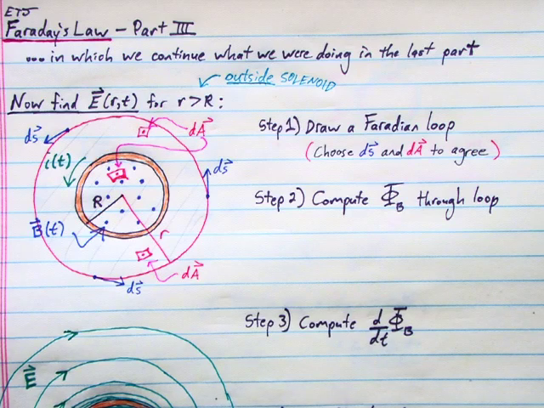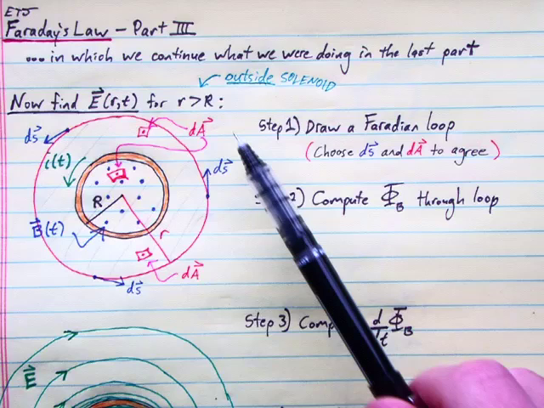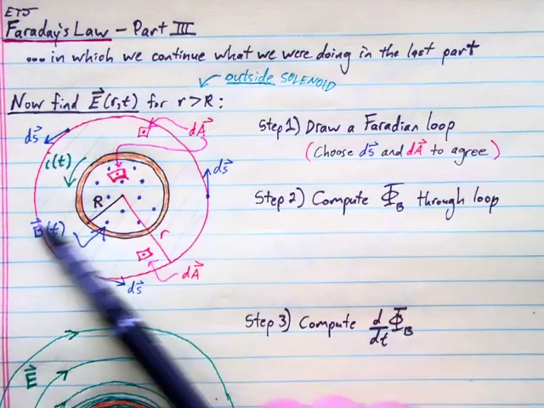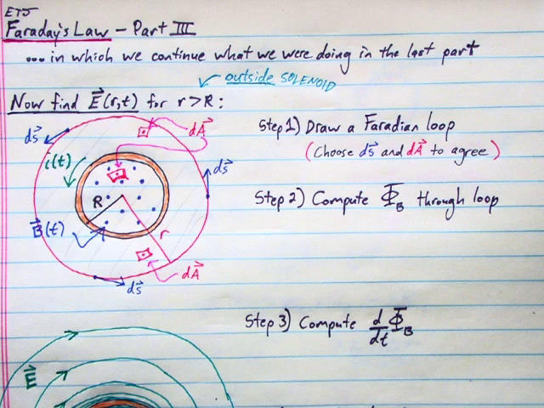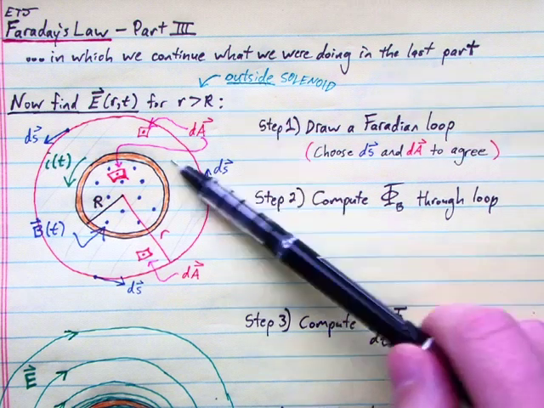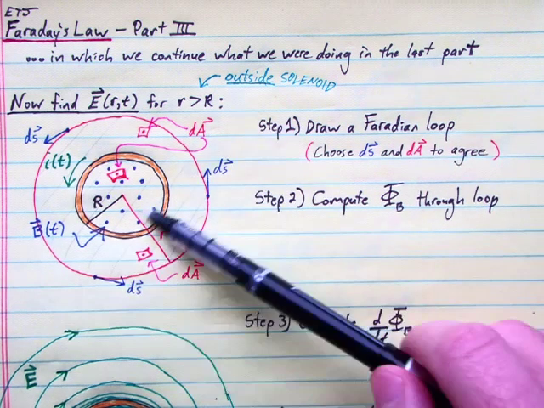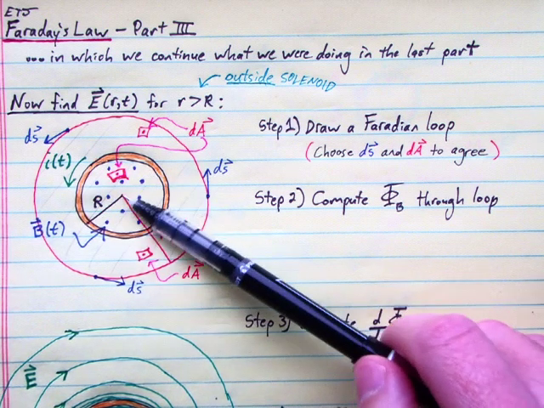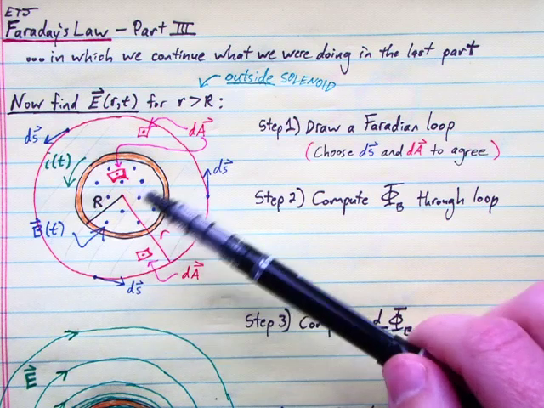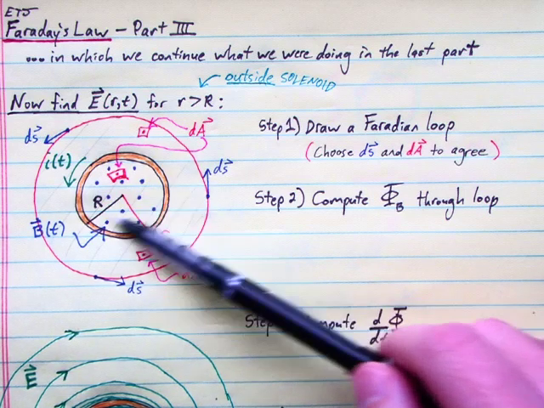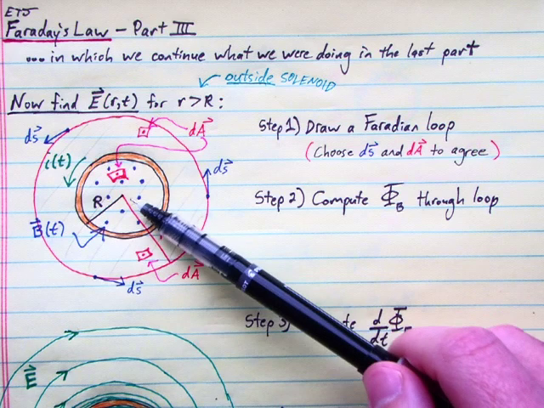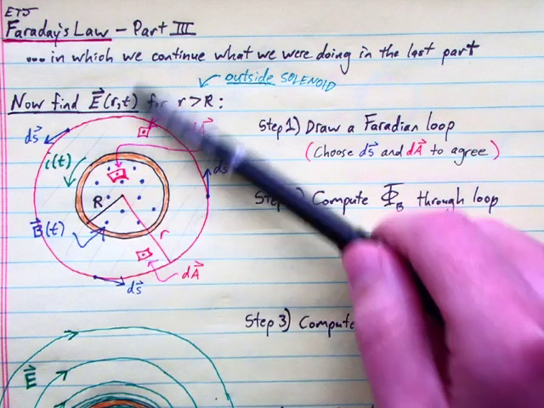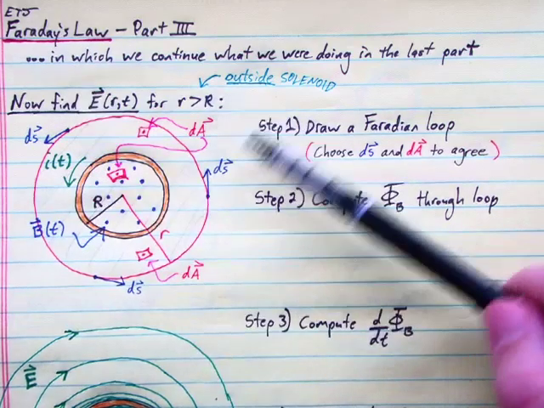Now let's find the induced electric field outside of the solenoid. Bet you weren't expecting to find electric field out here, given that we've got a changing magnetic field only inside the solenoid. But Faraday's law will force us to conclude that the changing B field in here will actually create an induced E field out here, everywhere out here.